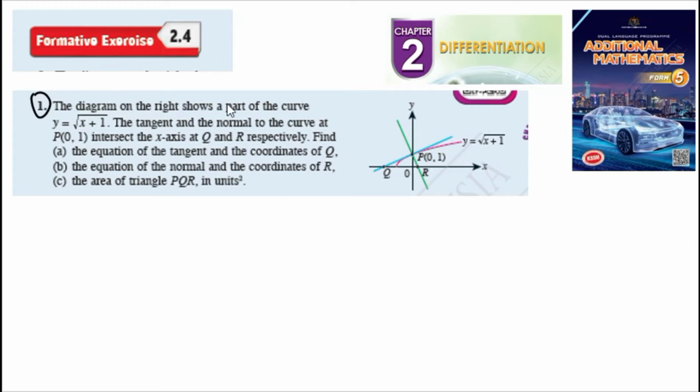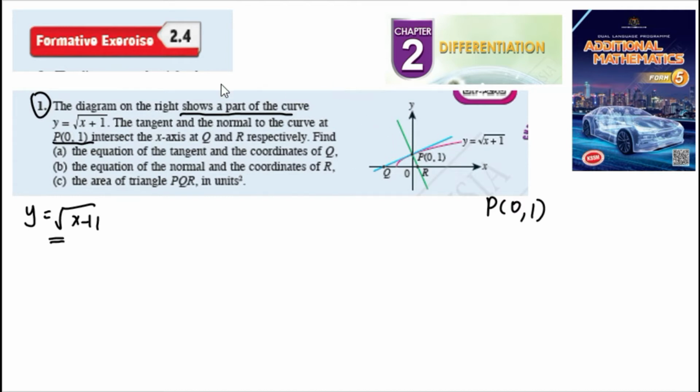So one, the diagram on the right shows a part of the curve y is equal to the square root of x plus 1. The tangent and the normal to the curve at a point. So we have one point which is P, (0, 1). And this is the equation. So we have the equation of the tangent and normal.